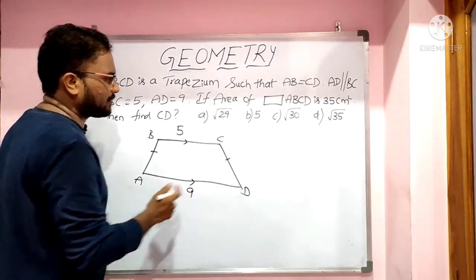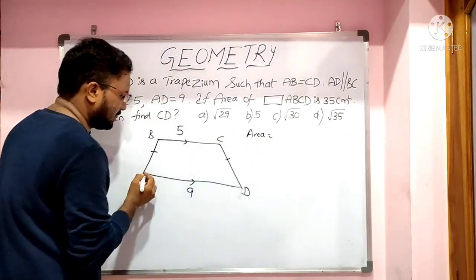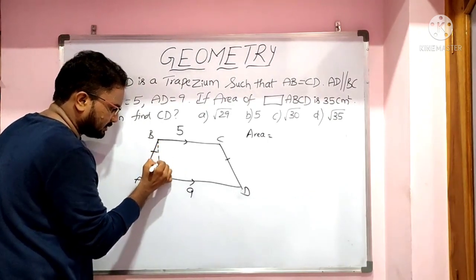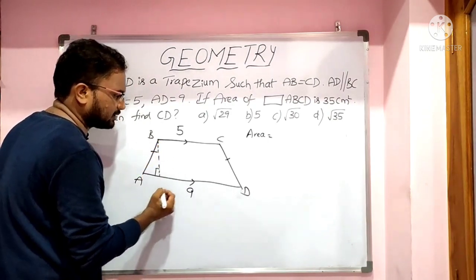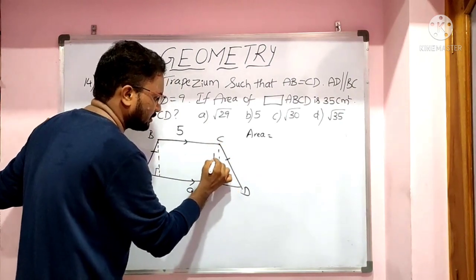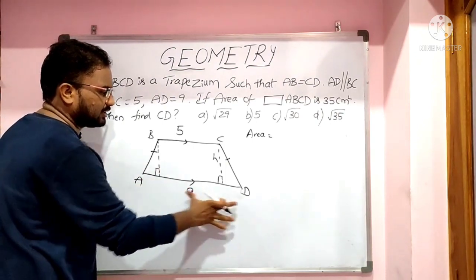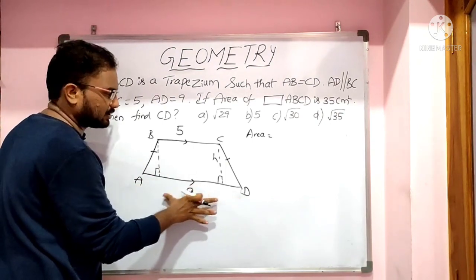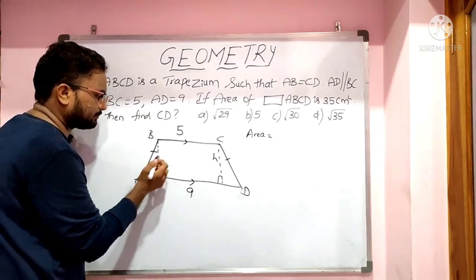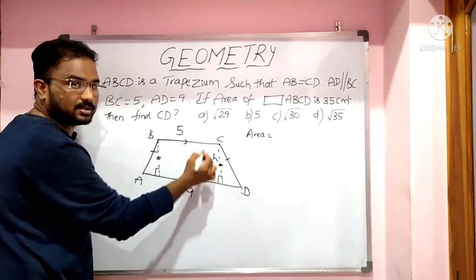So, area of trapezium equal to, let us say this is the height. This is height h. This is 90 degrees. So this total is 9. Here this length and this length both are heights. Both lengths are equal.